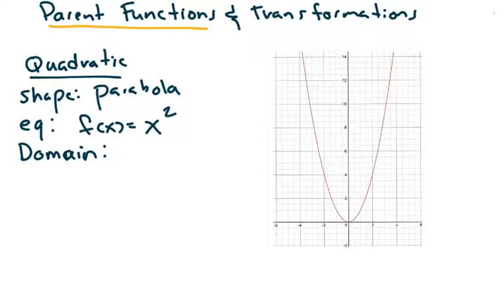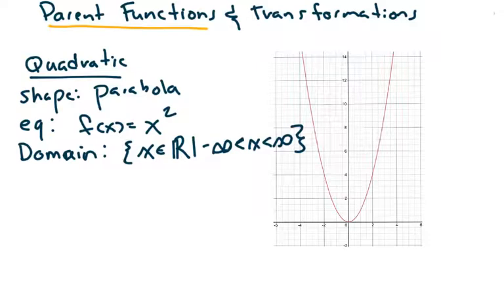And I'm going to write this in set builder notation here. x is an element, that little e says an element of the real numbers, where x is from negative infinity to positive infinity. That's the set builder notation for that. Mainly what you want to focus on is this part of it: x can be from negative infinity to positive infinity.